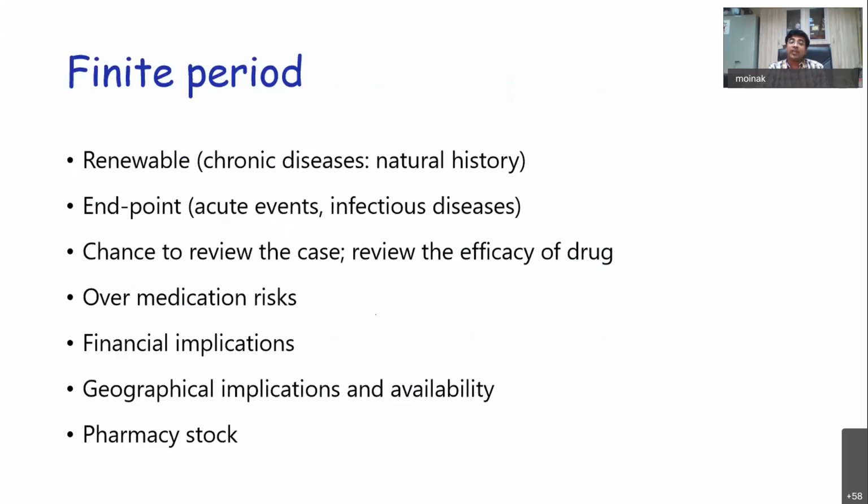Prescriptions need to be for a finite period. By finite period, we mean that it has to be given for a particular 2 months, 3 months, 1 month, 1 week, things like that, so that you have a chance of renewing it. It's like a contract. So in chronic diseases, you would like to renew the prescriptions based on the natural history of the chronic disease. Or you might have an endpoint, which is an acute event, like a febrile illness, or an infectious disease like typhoid, malaria, things like that. You get a chance to review the case each time the patient comes to you, and you also get a chance to review the efficacy of the drug.